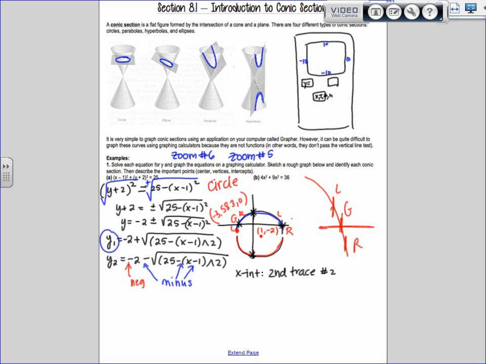Okay, so I'm doing second trace. I'm finding the 0. I'm taking my cursor over. I'm going to get really close to the x-axis, but I'm going to be a little bit off of it on the left. And then I go to the right, and then it says guess. What do you guys get? 5.583, 0. Did you guys get that?